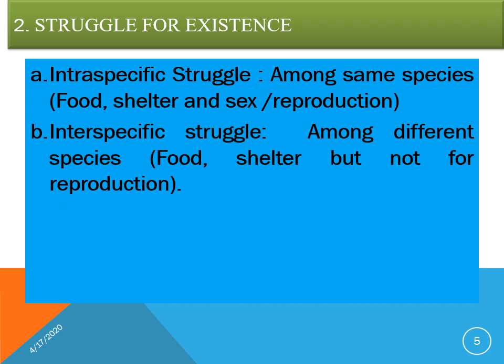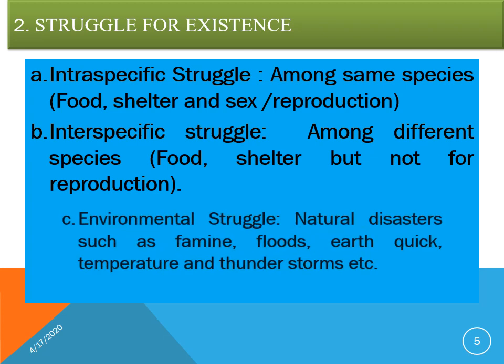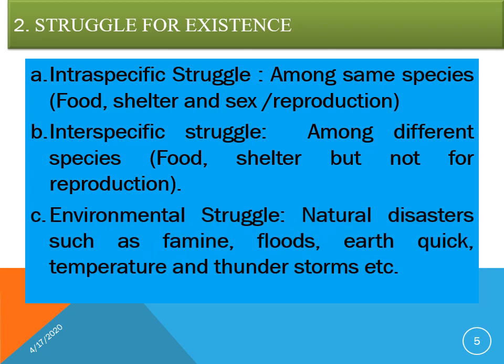Another is the lion and deer. It's like humans and different other organisms; we try to kill a snake, for example. The other one is environmental struggle: natural disasters such as famine, floods, earthquakes, temperature, and thunderstorms, which determine how many individuals can survive. In floods, you can say a few organisms die and a few remain on the earth. And another one is famine.